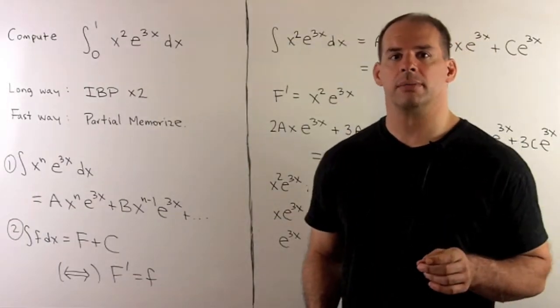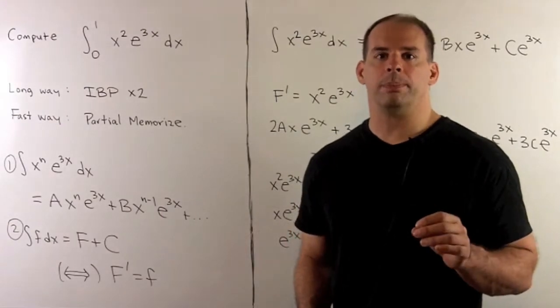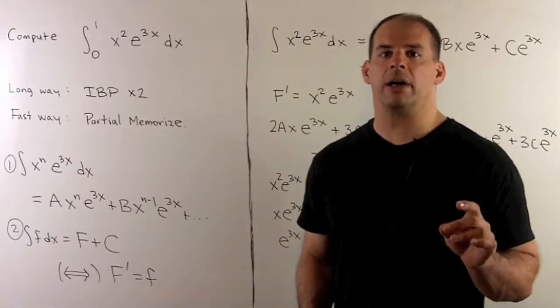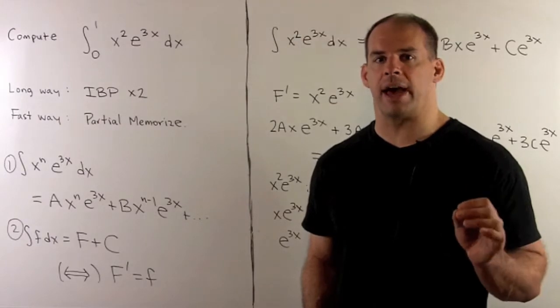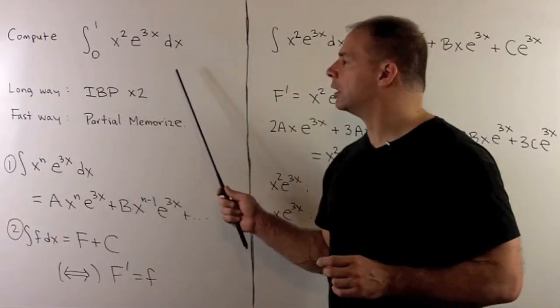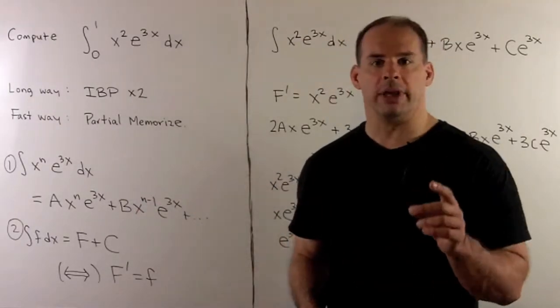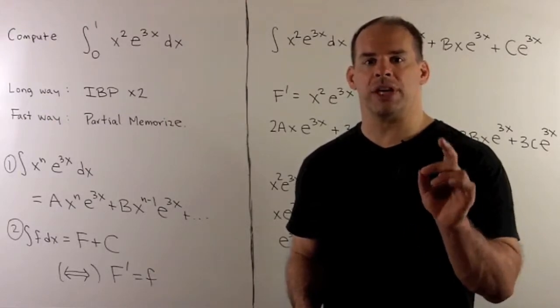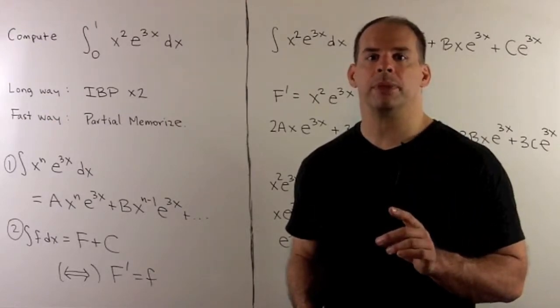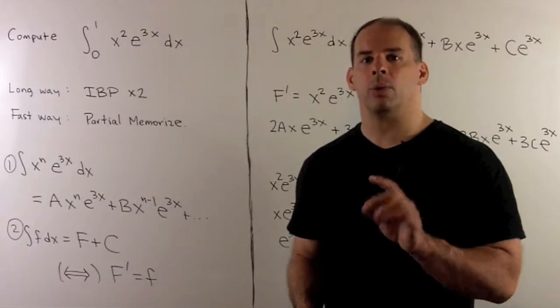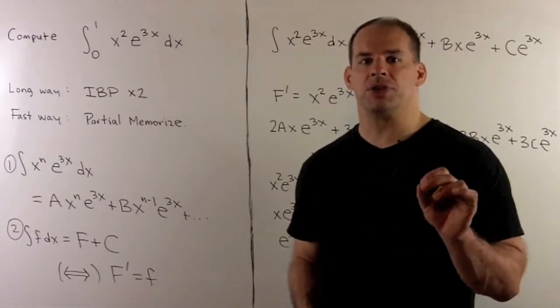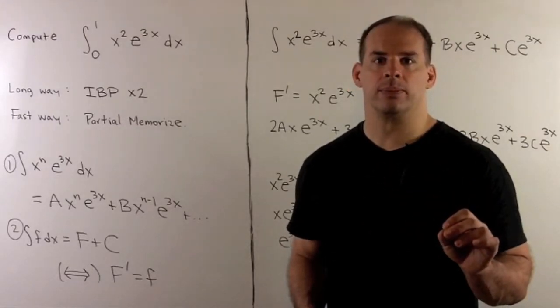Our problem is to compute the definite integral from 0 to 1 of x squared e to the 3x with respect to x. Normally, we would compute this using a double integration by parts. Then we would have to take care with the use of parentheses and the distribution of minus signs.